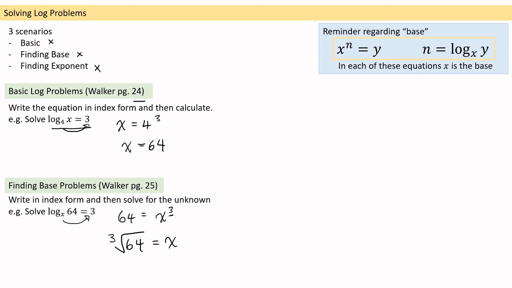On your calculator, just above this button here, which is your to the power of button, you'll have a button like this. And so on your calculator, to do the cube root, you do 3, then that button, and then the 64. And what we get is x is equal to 4.